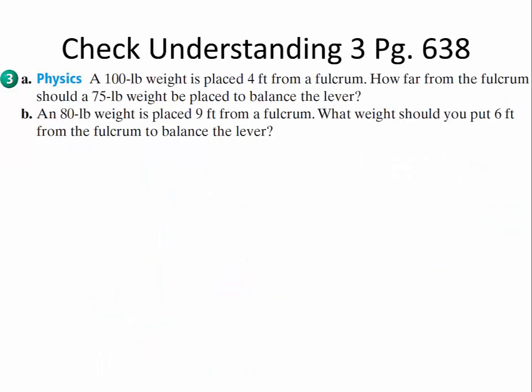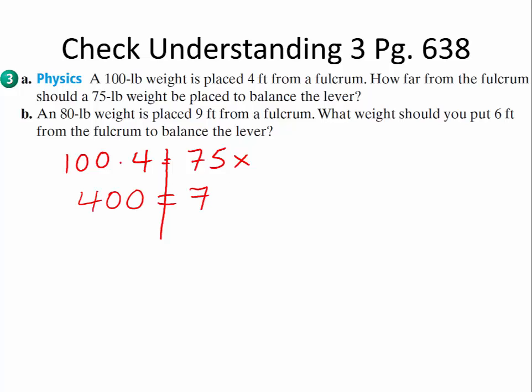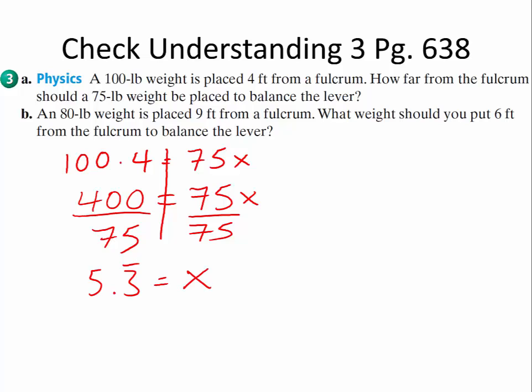And that's it. All right, go ahead and try A and B and see if you can get them right. All right, since there's no picture, some of you may have been perplexed, but if you read it, you have a weight and a distance. So let's take 100 times 4 equals the other weight and distance. How far from the fulcrum should a 75-pound weight be placed to balance the lever? Well, 75 pounds, and x is our distance. So from there, 100 times 4 is 400 equals 75x. Divide by 75 to both sides. And it should be placed 5.3 repeating away from the middle.